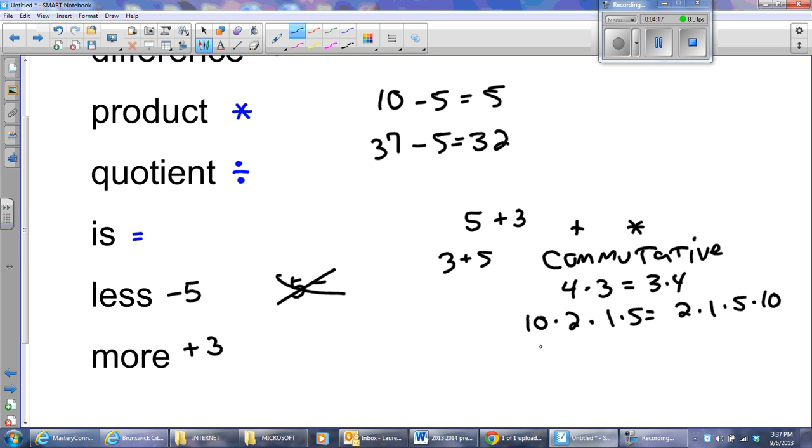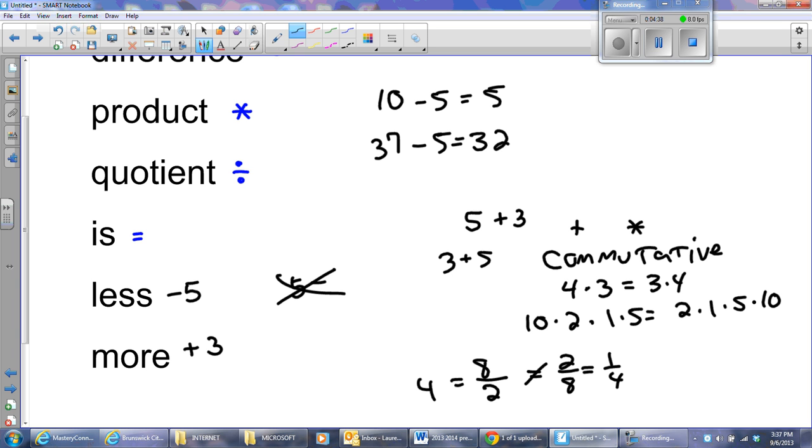Okay, now, by the way, commutative property does not apply to subtraction or division. I mean, look, 8 divided by 2, is that the same as 2 divided by 8? Of course not. This one equals 4, but that one equals 1/4. Not the same number at all. So you don't get the same thing.